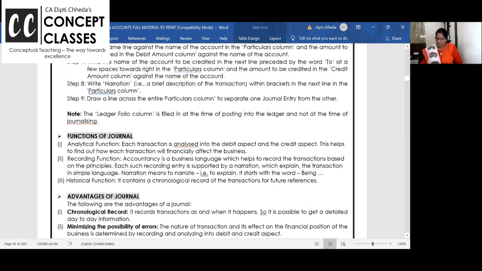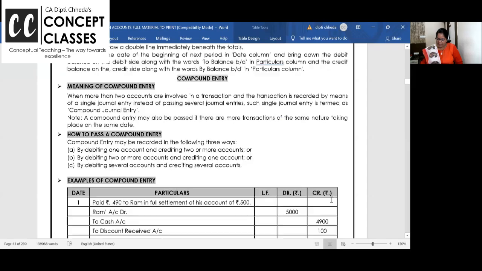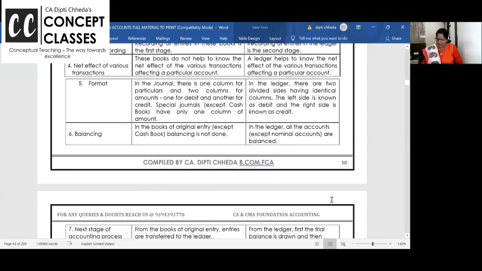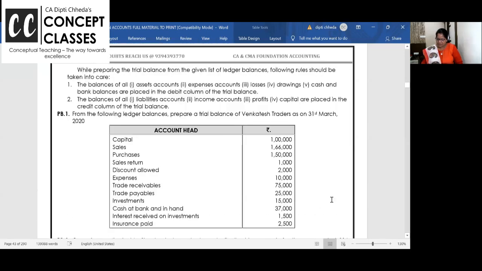Okay? Some theory questions also I have printed. Make sure you read it properly. I'm sharing the screen with all of you. Look at this now. This one is over. Ledger and trial balance we'll do later. Right now, I want to take up the subsidiary books.